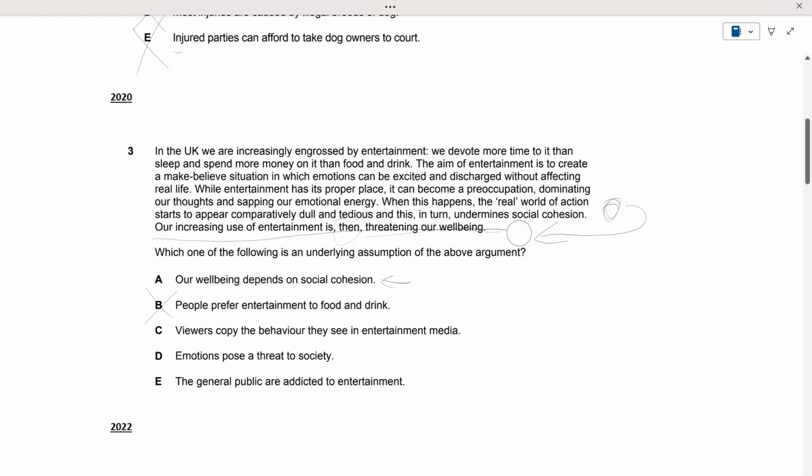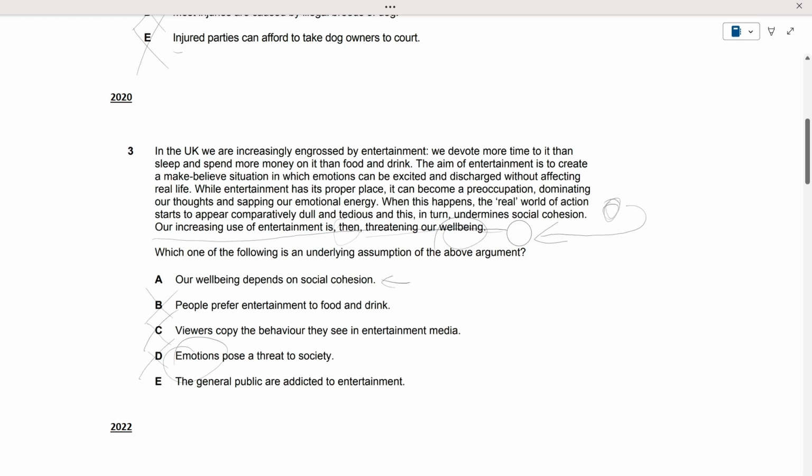C, viewers copy the behaviour they see in entertainment media. Again, it doesn't say in the passage whether that's a good or bad thing. It doesn't mention how that affects well-being at all. A lot of these in the assumption questions, a lot of the options will just be irrelevant. D, emotions pose a threat to society. Again, well-being, not emotions, right? So that's not the same thing. And E, the general public are addicted to entertainment. This is the most convincing answer, but I don't think it is.